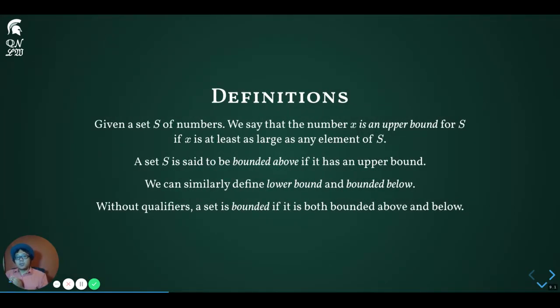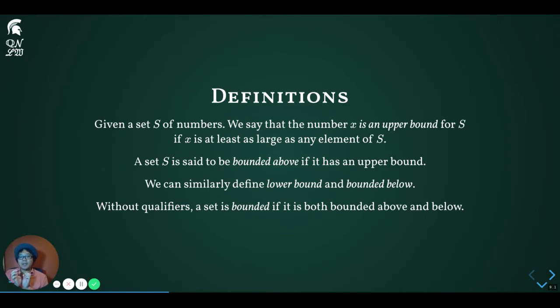Given a set S, we say that a number x is an upper bound for S if x is at least as large as any element of S. A set is bounded above if it has an upper bound. Similarly, a number x is a lower bound for S if x is no bigger than any element of S, and a set is bounded below if it has a lower bound.